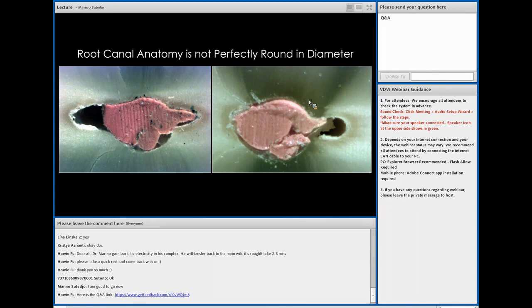But we need to remember that our root canal anatomy is not round in diameter. How about this? You want to touch the whole of this? You want to touch the whole of this? I think it's impossible. I think even if you use a 120 K file, it will not touch that.